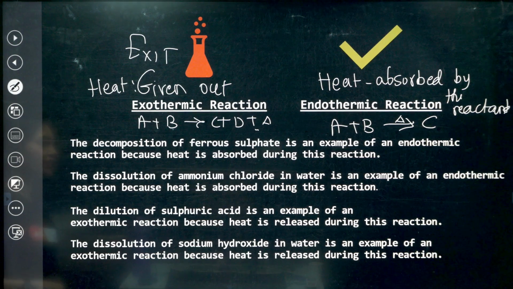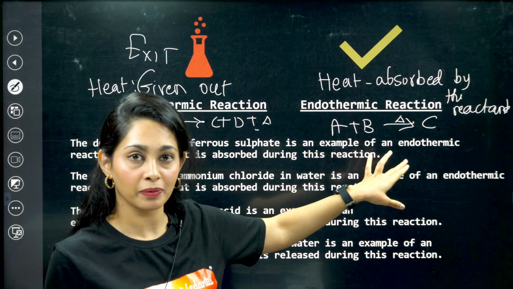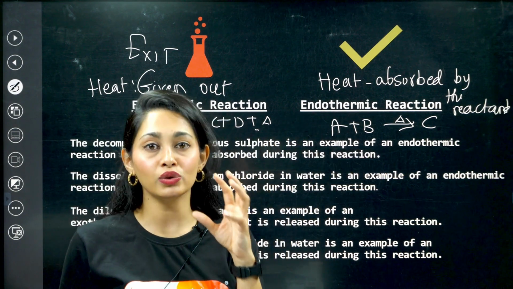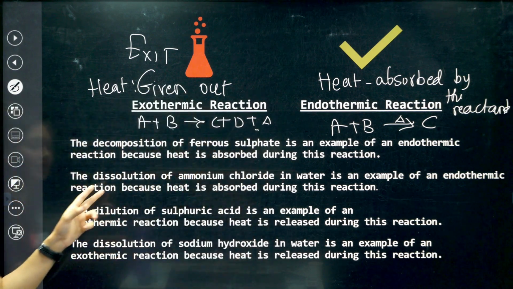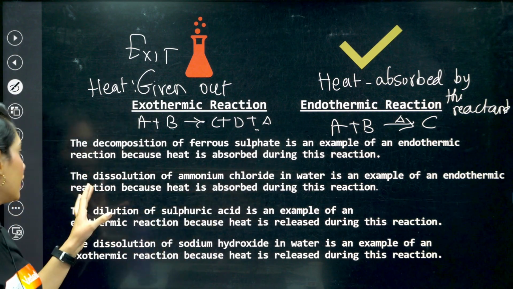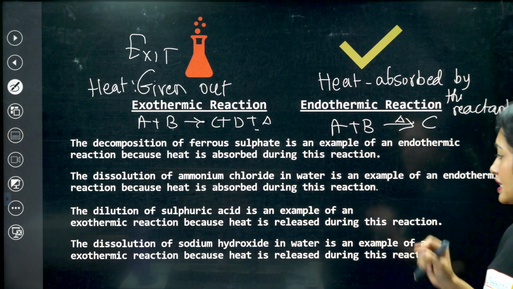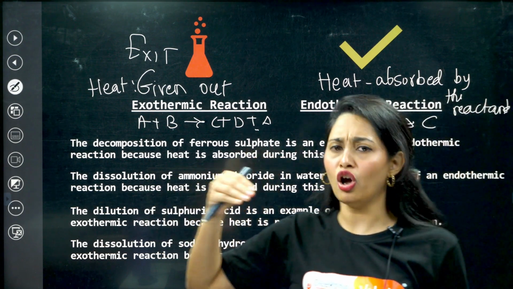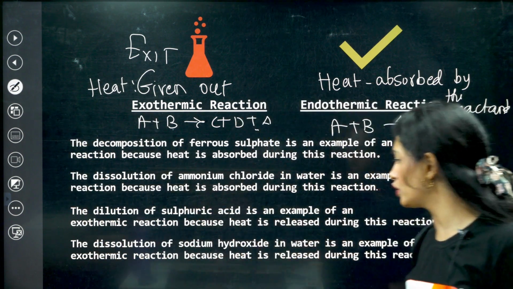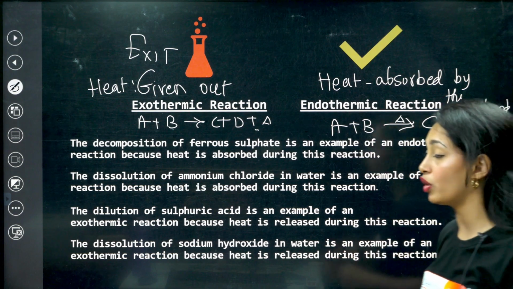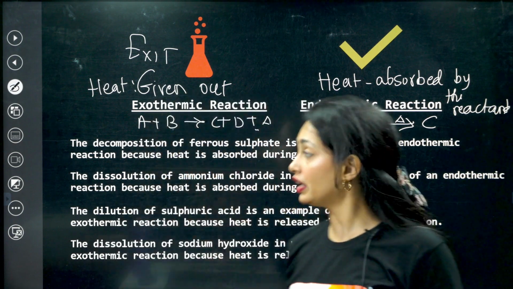The decomposition of ferrous sulfate is an example of an endothermic reaction because heat is absorbed during this reaction. Decomposition reactions are endothermic in nature, not all, but thermolytic decomposition reactions. The dissolution of ammonium chloride in water is an example of an endothermic reaction because heat is absorbed. The dilution of sulfuric acid is an example of an exothermic reaction. Why? A lot of heat energy is given out. The dissolution of sodium hydroxide, NaOH, in water is also exothermic because heat energy is given out.